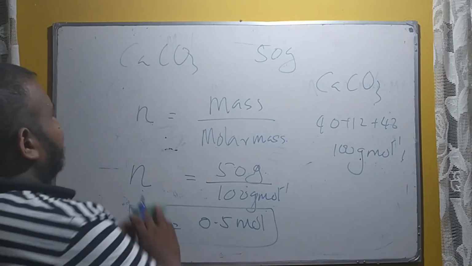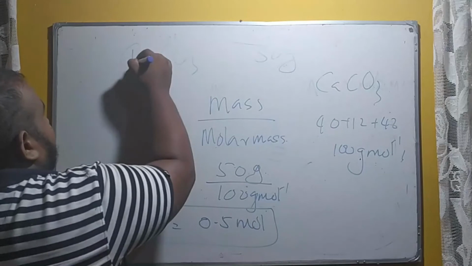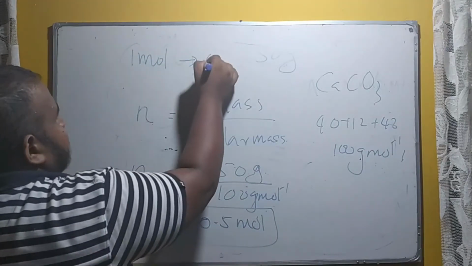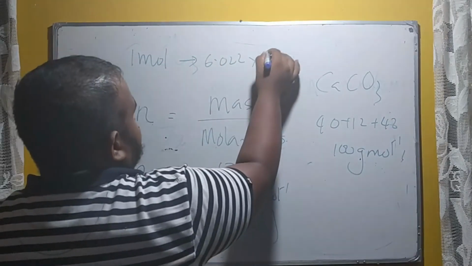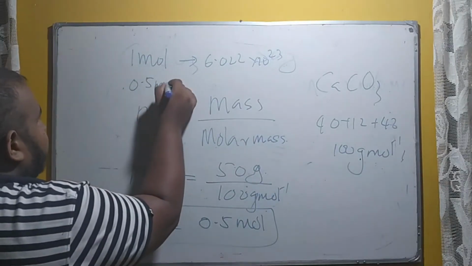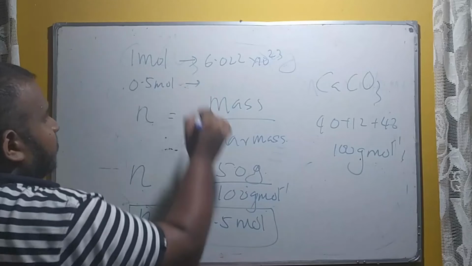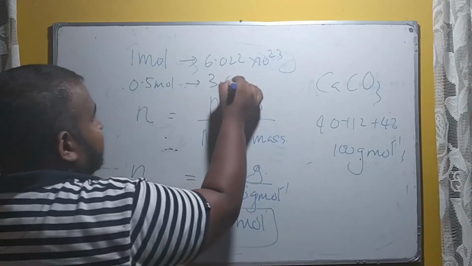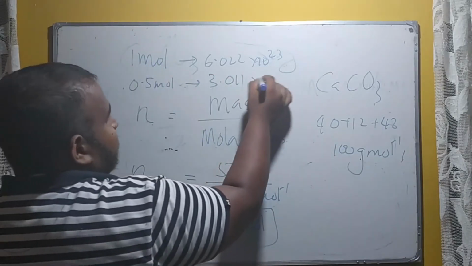So you know that 1 mole means 6.02 times 10 to the power of 23. So 0.5 mole means the half of it, which is 3.011 times 10 to the power of 23.